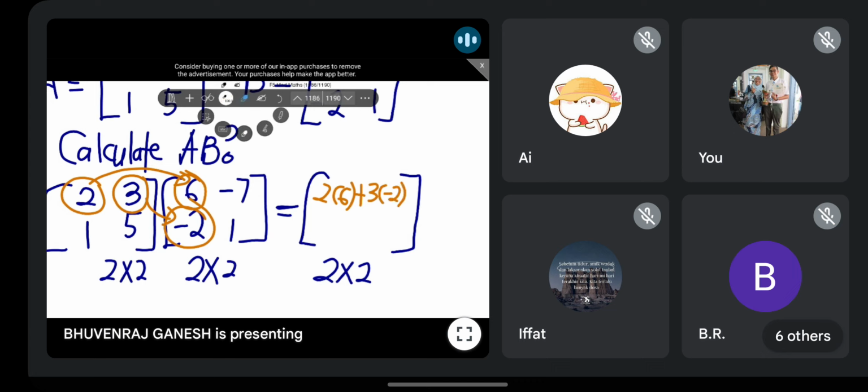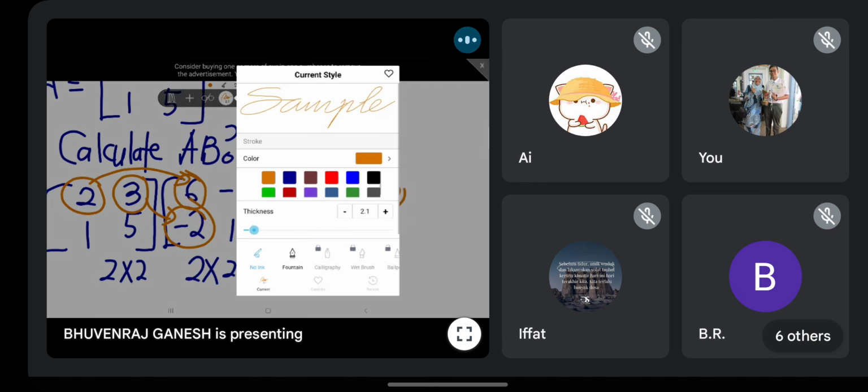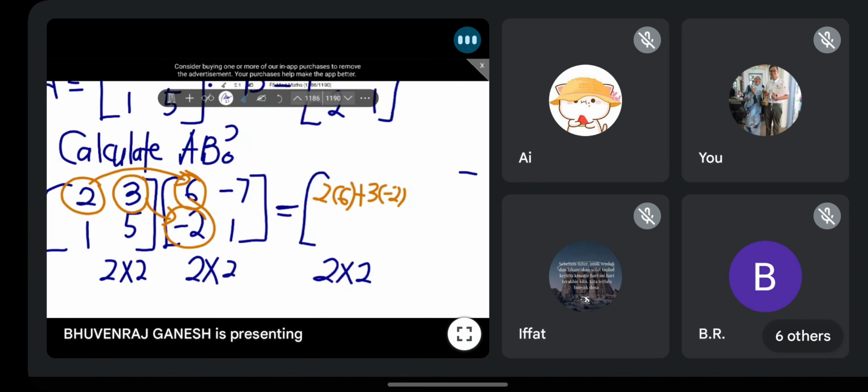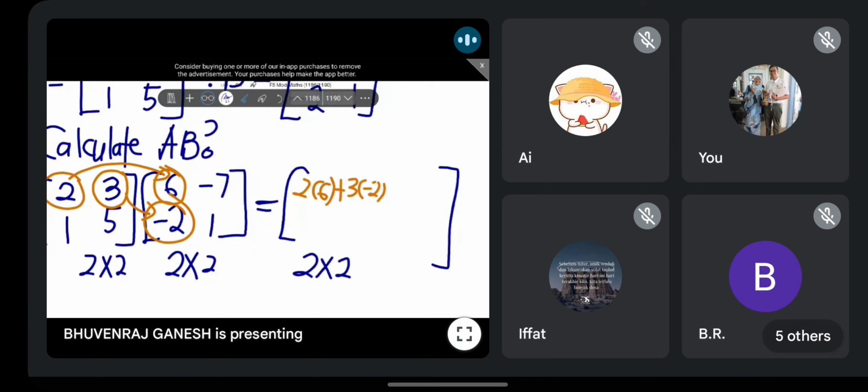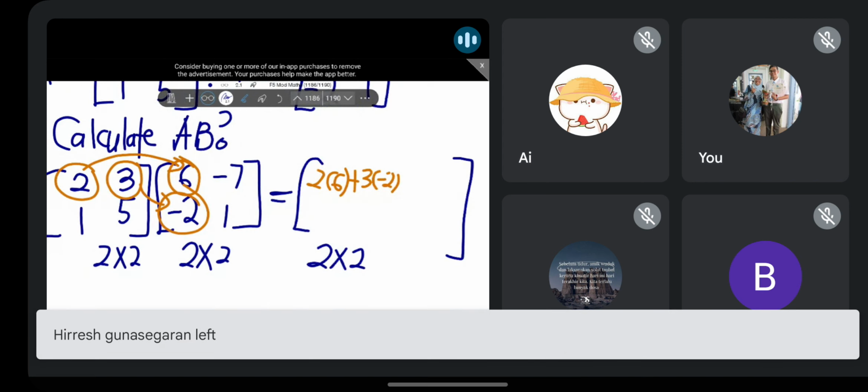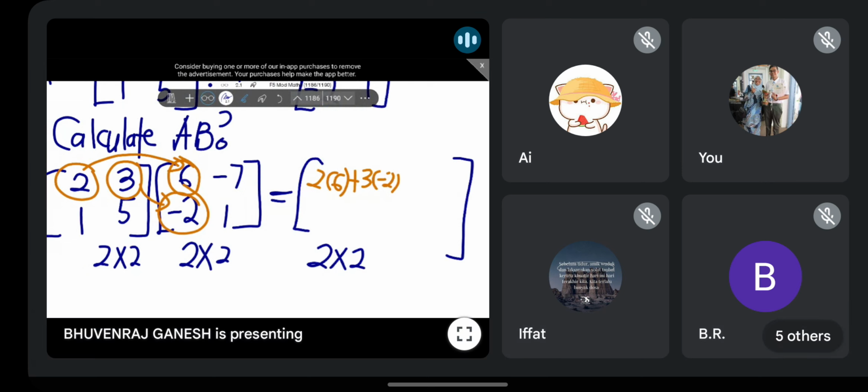I must make the bracket bigger a bit so that I can write everything. So this is the first step that you all should know here. Basically, you take the first row, first column, multiply with the first row, first column. The second element, you take the first row, second column. This is the first row, right, guys? This one is the first row, this one is the second column.